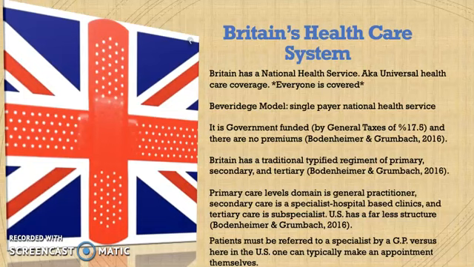Britain has a traditional typified regimen of primary, secondary, and tertiary care, I believe that's how you pronounce it. The primary care level's domain is the general practitioner. Secondary care is specialist hospital-based clinics, and tertiary care is subspecialist. As for the US, they have far less structure. Typically in the UK, patients have to be referred to a specialist by their GP, versus here in America, typically we can make that appointment ourselves.